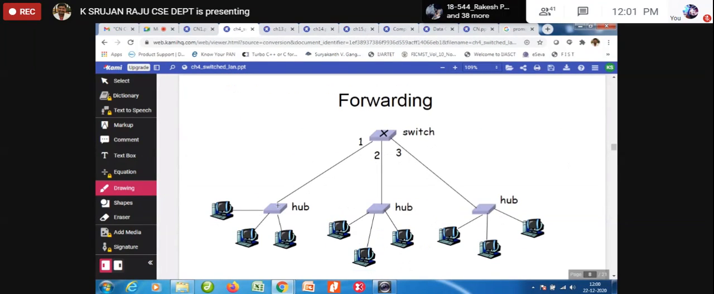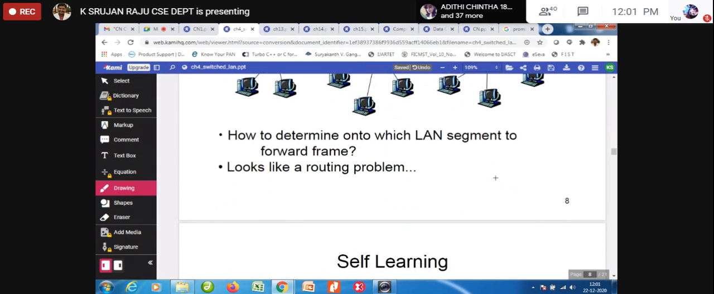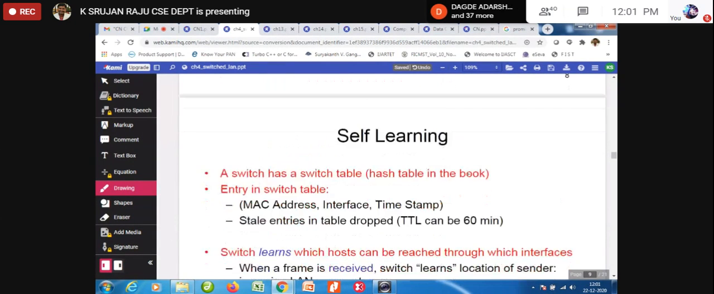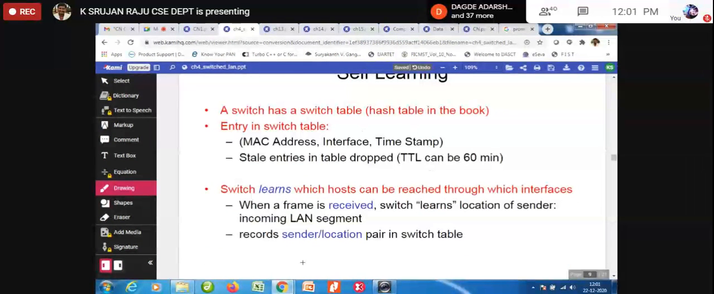Now how is this going to be forwarded? You have ports 1, 2, 3, and based on that you create a hash indexed table. How do we determine onto which LAN segment to forward the frame? Here you have a routing problem, so here we are going to use self-learning. In self-learning, the switch learns where to send.